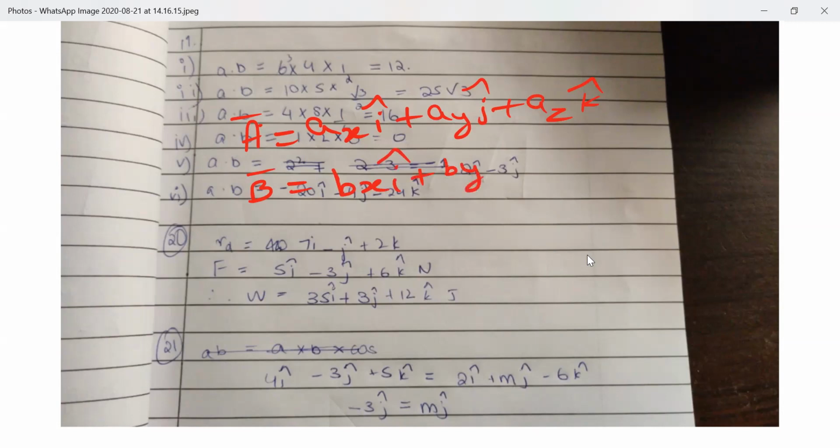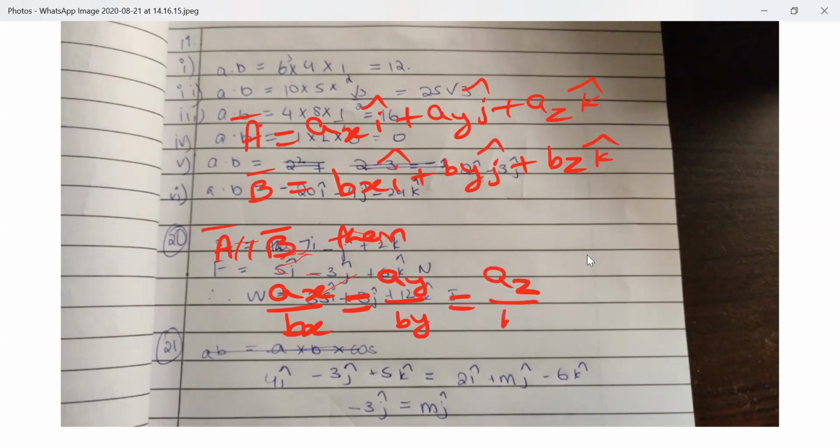And B is BX I cap plus BY J cap plus BZ K cap. There are two given vectors. When the two vectors are parallel, then AX by BX should be equal to AY by BY, which should be equal to AZ by BZ. This is a direct shortcut for finding it. Instead of doing cross product, taking determinant and all, directly we can get the answer from this.